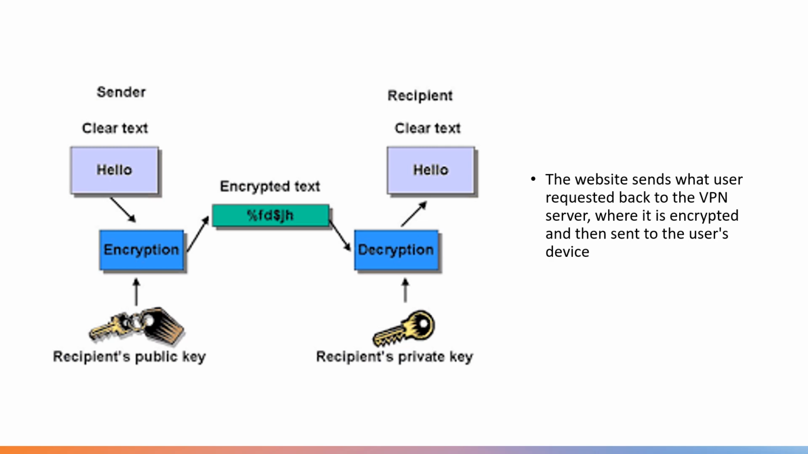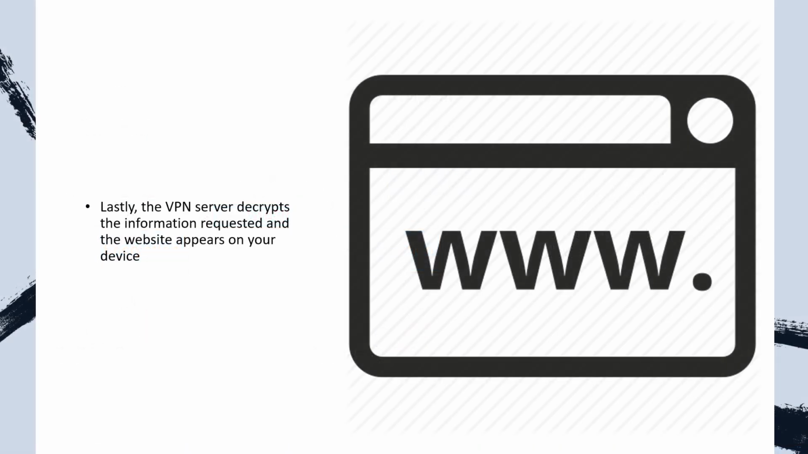So for example, in the picture, a user is trying to send a text, so it has to encrypt the data into code, which is like the encrypted text here, and then it is decoded once it reaches the destination in order for the text to be read. So then the server decodes whatever website is requested, and then the website appears onto your device.